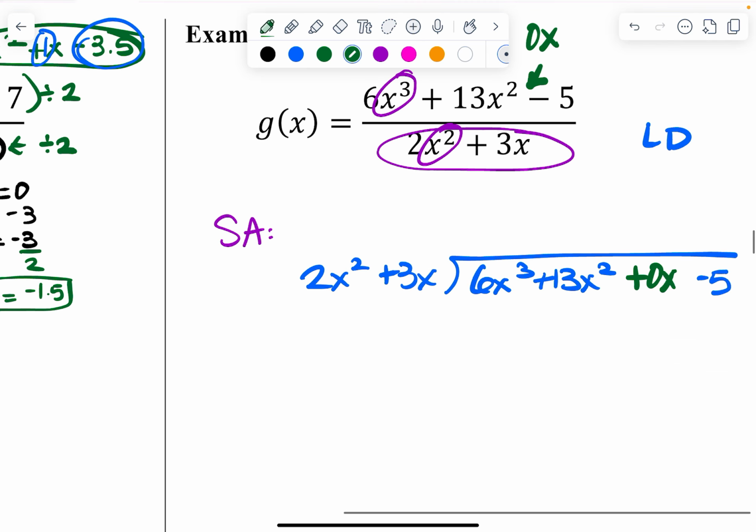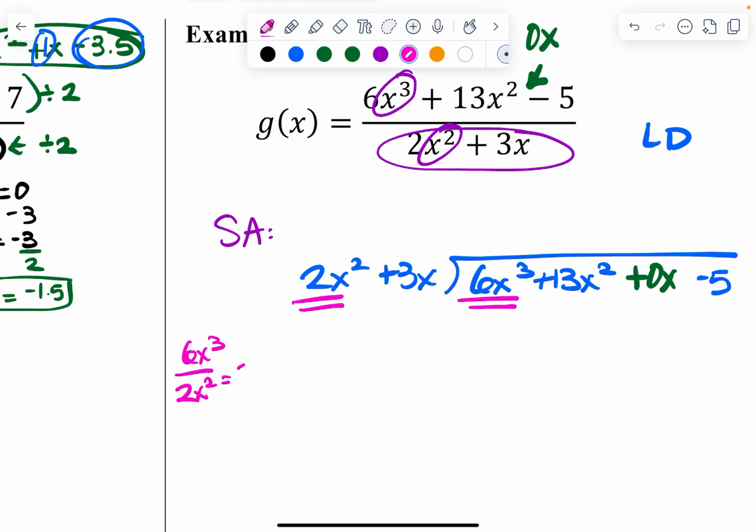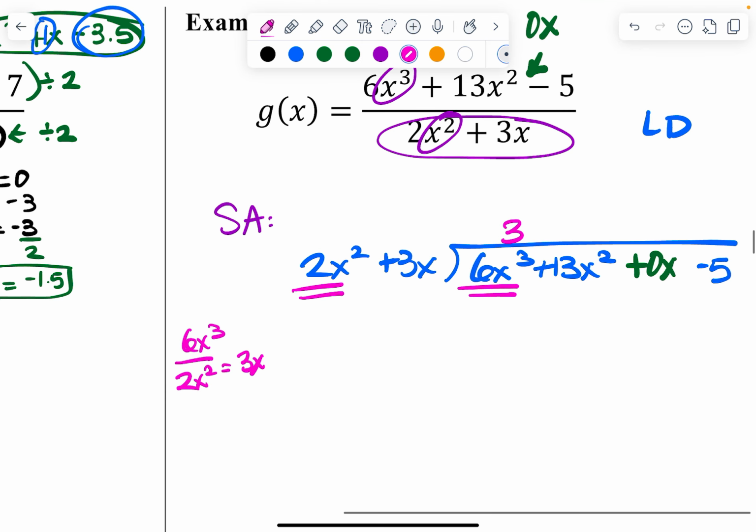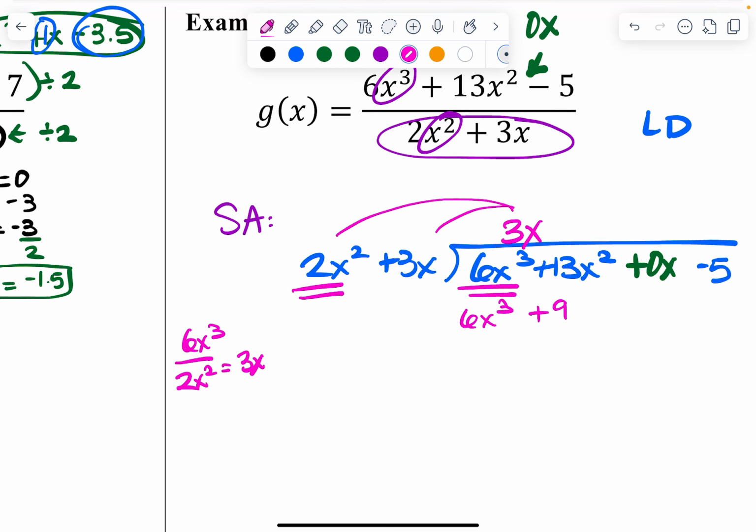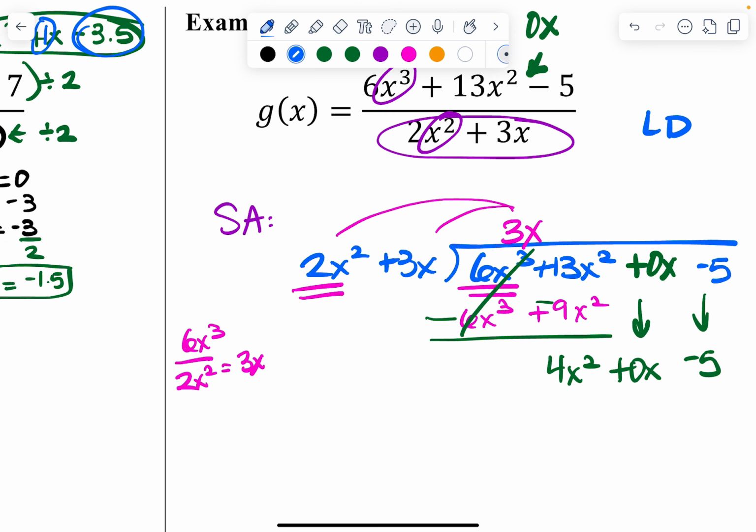So now we're going to take, again, we're going to divide the first term by the first term. So 6x cubed divided by 2x squared leaves me with 3x. This goes here. We're going to multiply it. So we get 6x cubed plus 9x squared, and we're going to subtract. This will cancel. We get 4x squared and bring down the rest. And then we start again.